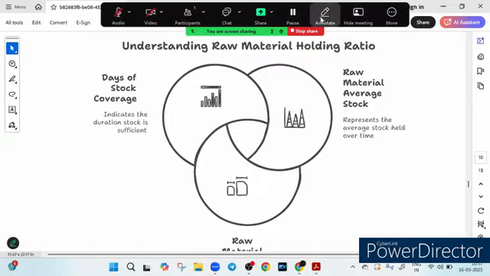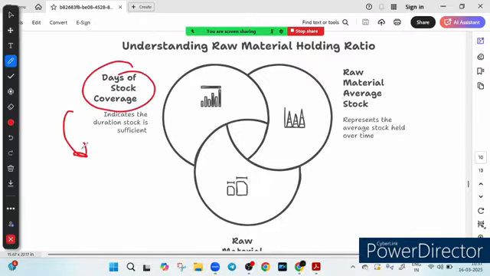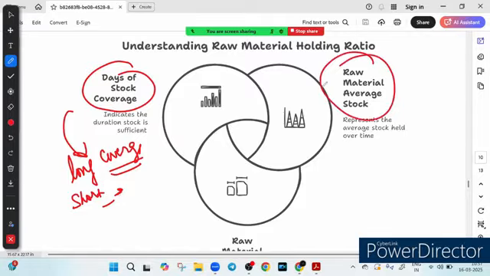The first component is called the days of stock coverage. It indicates how long the current stock will last. Obviously, if there is long coverage, it means smooth operation without supply issues, and if there is short coverage, it means risk of stock out. Then the second aspect is the raw material average stock. It represents the average inventory held over time. It helps in tracking stock efficiency and minimizing waste.